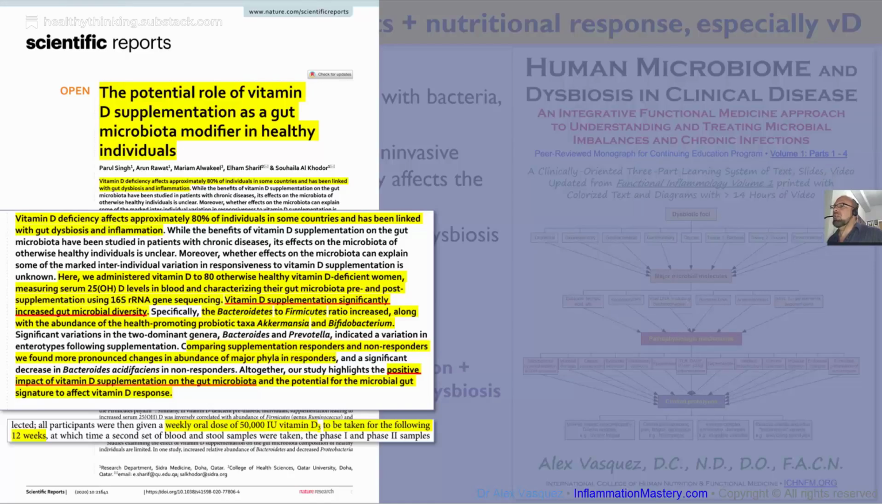Here we administered vitamin D to 80 otherwise healthy vitamin D deficient women, measuring serum 25-hydroxyvitamin D levels in blood and characterizing their gut microbiota pre and post supplementation using 16S rRNA gene sequencing. They show that vitamin D supplementation significantly increased gut microbial diversity, specifically the Bacteroides to Firmicutes ratio increased, so typically you want more Bacteroides and less Firmicutes, along with the abundance of health-promoting probiotic taxa, Akkermansia, and Bifidobacterium. They conclude, altogether, our study highlights the positive impact of vitamin D supplementation on the gut microbiota and the potential for the microbial gut signature to affect the vitamin D response, and we'll look at that from the perspective of another article in just a moment.